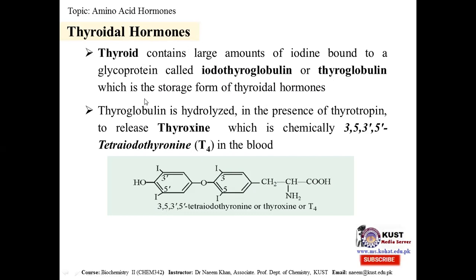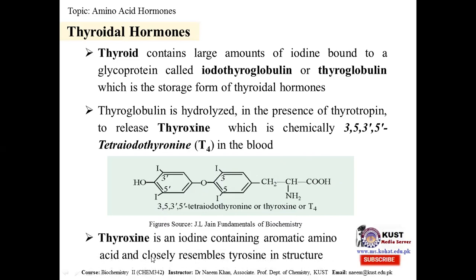What is thyroxine? Thyroxine is one of the thyroid hormones, chemically 3,5,3',5'-tetraiodothyronine. And the structure we can see here is just an amino acid derivative, having four iodines attached at the 3,5 and 3',5' positions. Thyroxine is an iodine-containing aromatic amino acid and closely resembles tyrosine in structure. So it has a structural resemblance to tyrosine.